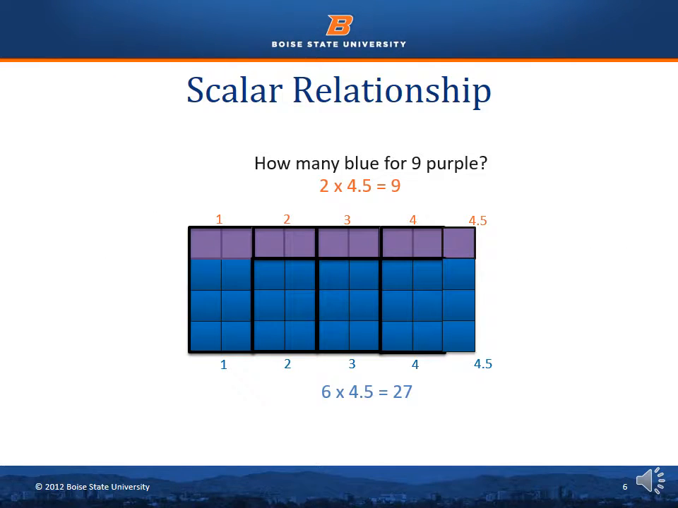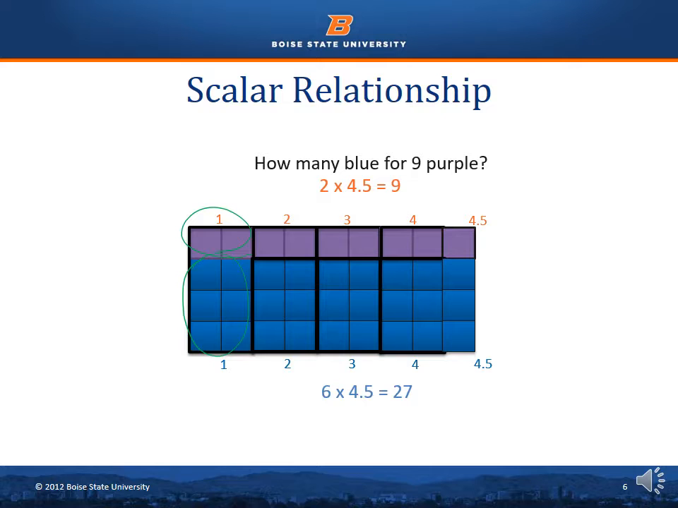This graphic provides an iconic representation of the scalar relationship. In this image, in each rectangle, there are 2 purple squares for every 6 blue squares. The question asks, how many blue squares are there for 9 purple squares?